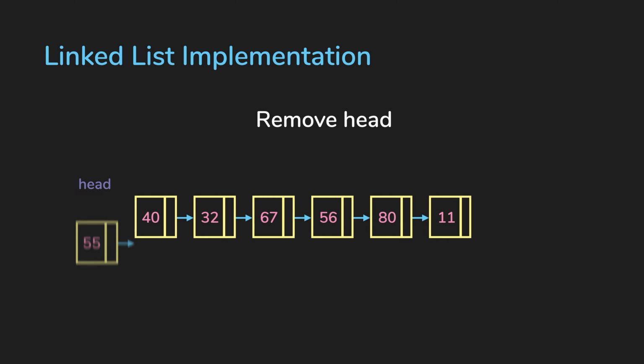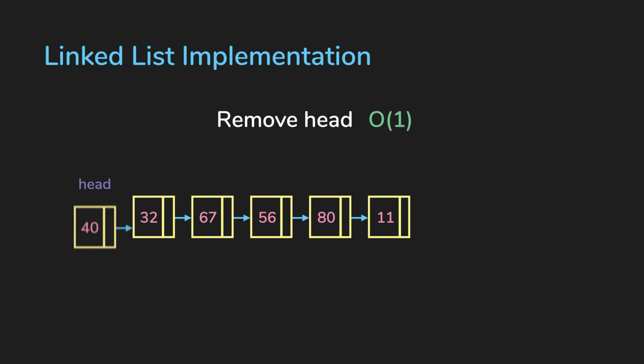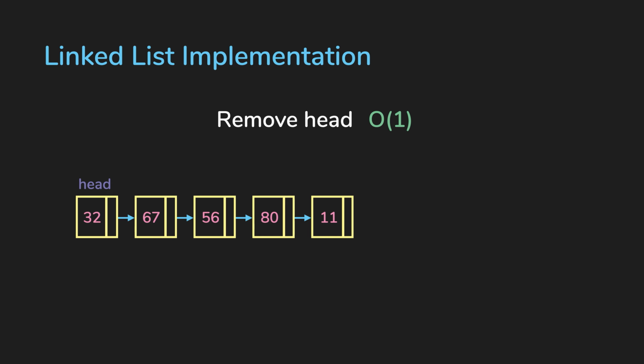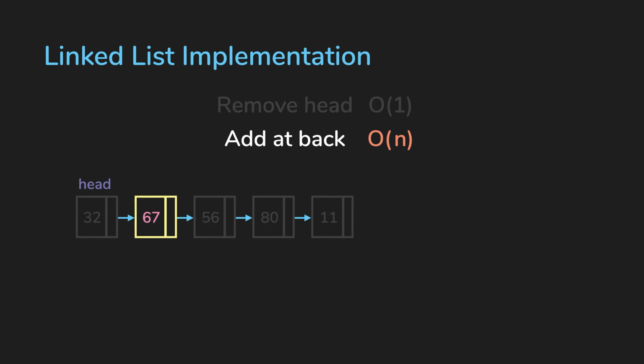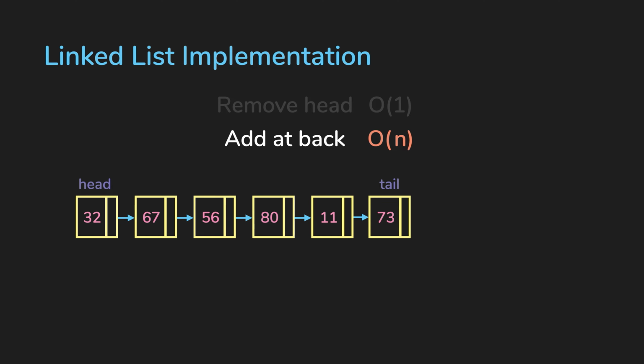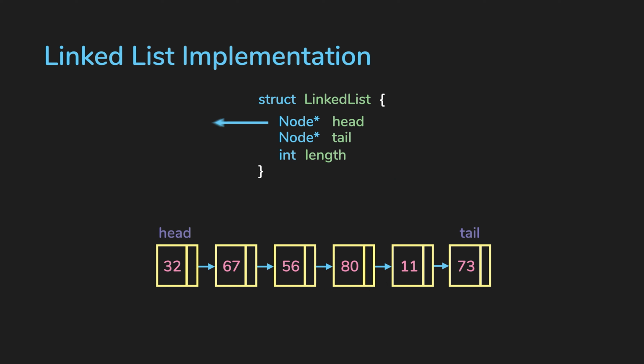Okay, simple implementation. If we DQ, we'll remove the head. And if we NQ, we'll add a new node to the back of the linked list. From our previous lesson, we know removing the head would be an O of 1 operation, and adding a new node to the back would be an O of n operation because you have to traverse all the way to the last node. However, we also talked about having two pointers for our linked list in our previous lesson.